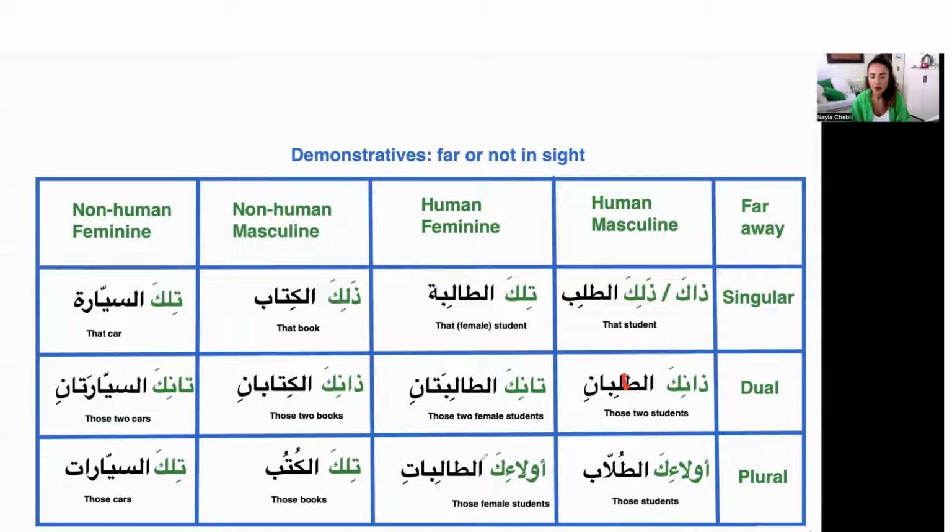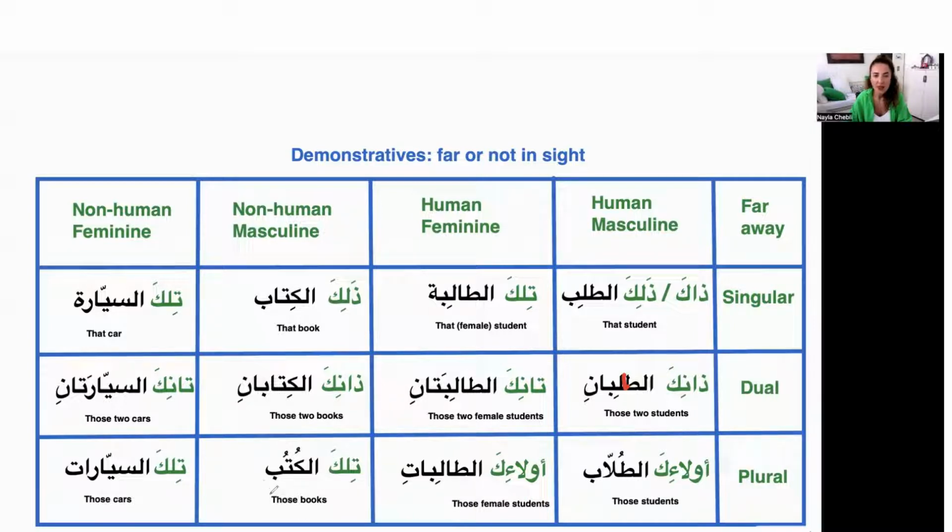Now, the students are all female with no exception. I would use أولئك again. Gender doesn't matter when we're talking plural demonstratives. أولئك الطالبات is those female students.